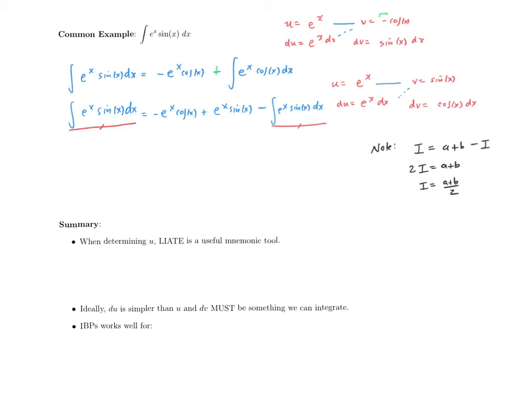Well, we can do the exact same thing here, where playing the role for I is this integral of interest. So if we add this integral of e to the x sine x to both sides, we're left with 2 of them on the left, and on the right we have the 2 terms involving the exponential, e to the x sine x and minus e to the x cosine x. And if we divide both sides by 2, we now have the desired antiderivative.